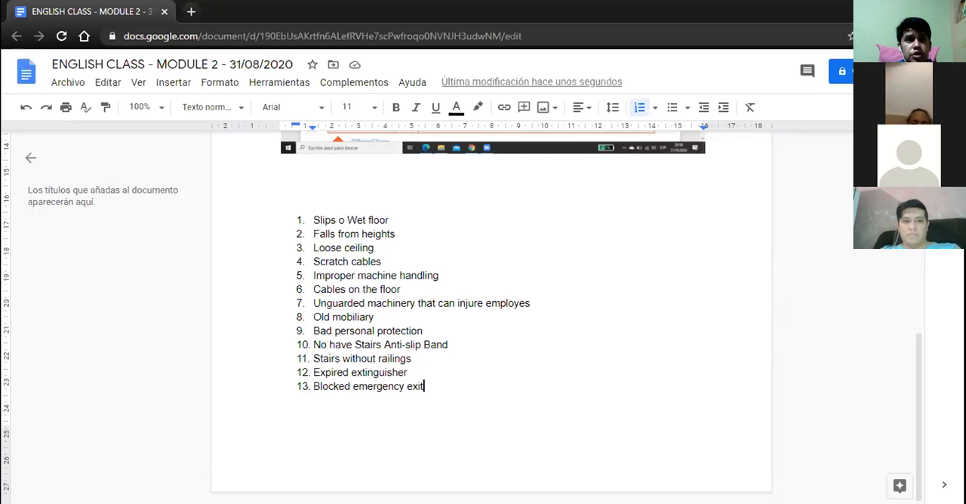So what type of hazard is yours? Office hazards. Man, those are lots of them. Improper machine handling. Cables on the floor, yes. Unguarded machinery that can injure employees, yeah. Old monitor, bad personnel protection. And blocked emergency exit. Oh man, that is a very important one.